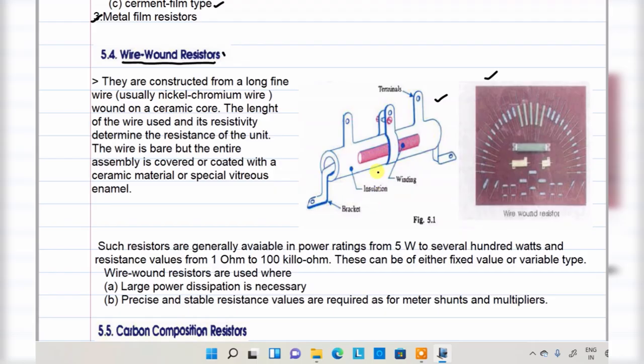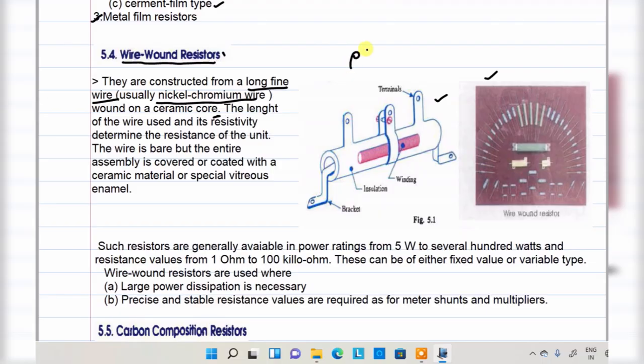In a wire wound resistor, the wire is wound in a coil. They are constructed from a long fine wire, usually nickel chromium, very important. Nickel chromium wire is wound on a ceramic core. How to decide the resistance value? It is decided based on the length of the wire you are using and the resistivity of the wire.